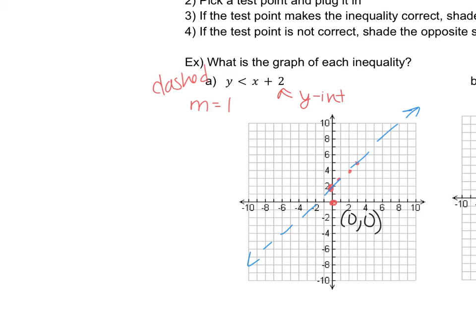So we are going to plug in the zeros for the x and y. So is 0 less than x plus 2? Oh, sorry, not x. Is 0 less than 0 plus 2?